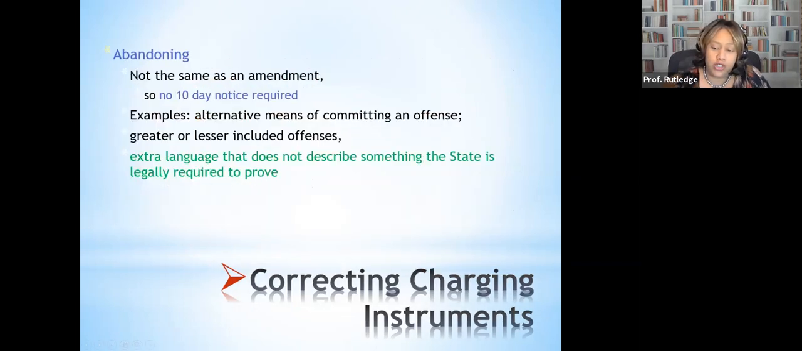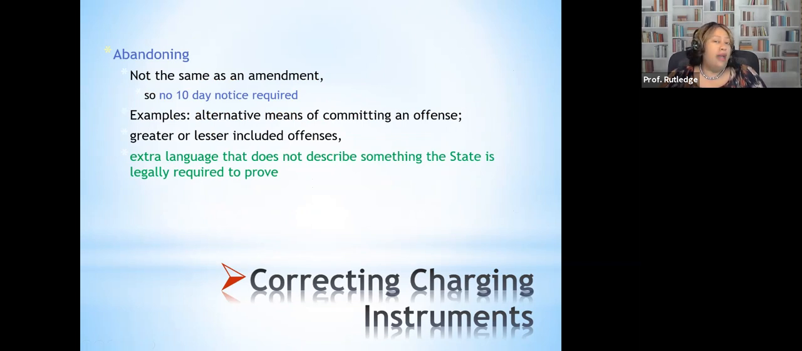The other way to change or correct a charging instrument is an abandonment. There is no 10-day notice requirement. Abandoning means that you're getting rid of excess language, something that you don't have to prove. Best example is an alternative manner and means. So let's go back to that DWI example, and let's say I allege that the person committed driving while intoxicated because he had a BAC of 0.08 or because he lost the normal use of his mental or physical faculties.